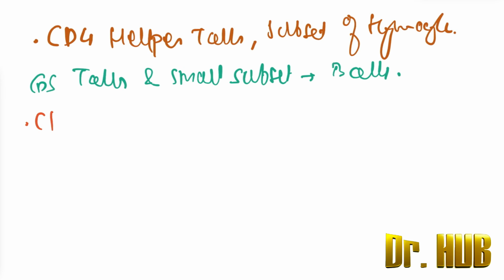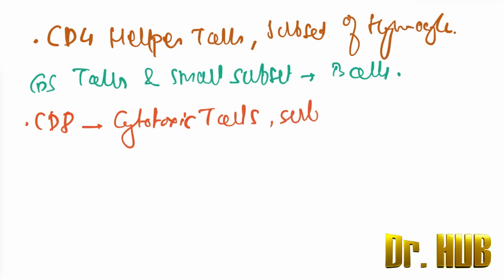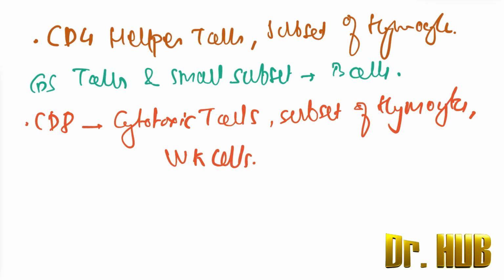Next is the CD8, which marks cytotoxic T cells, a subset of the thymocytes, as well as some NK cells. So the primarily T cell associated antigens are CD1, 3, 4, 5 and 8.